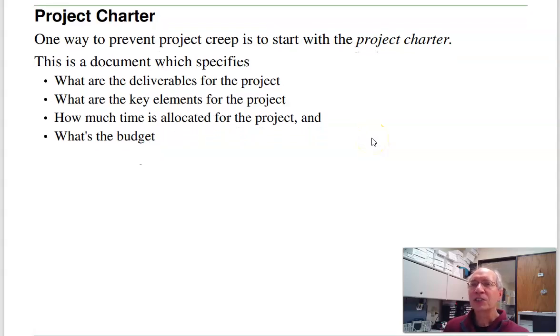In terms of the project charter, one way to prevent project creep is to start with a project charter. Now, the charter is probably the most important part of the project. It defines what the deliverables are for the project, what the key elements are for the project, how much time is allocated for the project, and what the budget is. So the very first thing you want to work on is the project charter. That defines the project. When somebody new joins a project, the first thing they'll want to look at is the project charter.